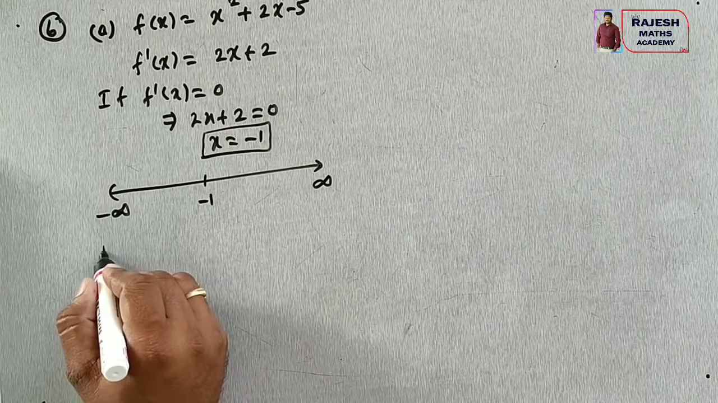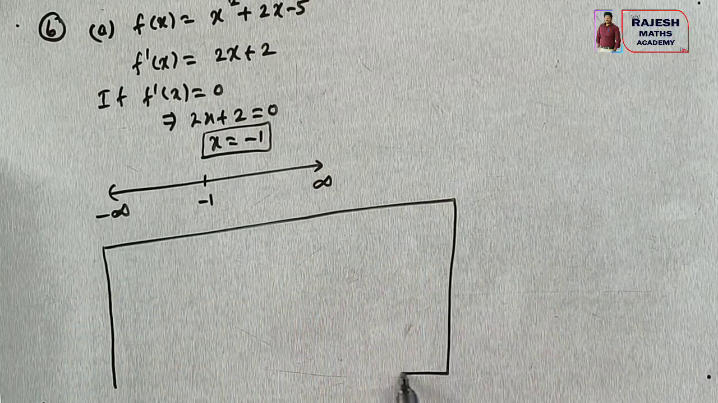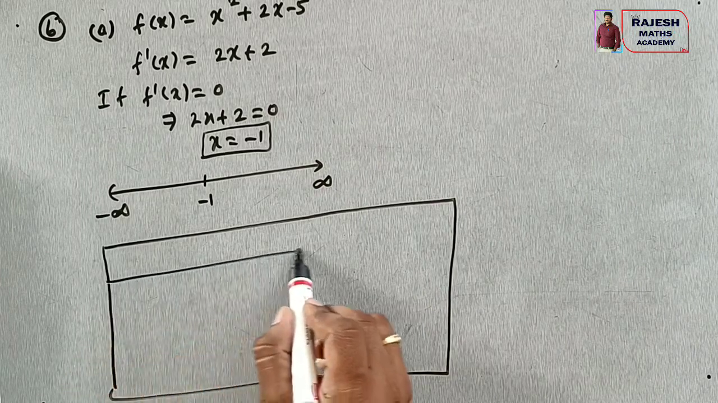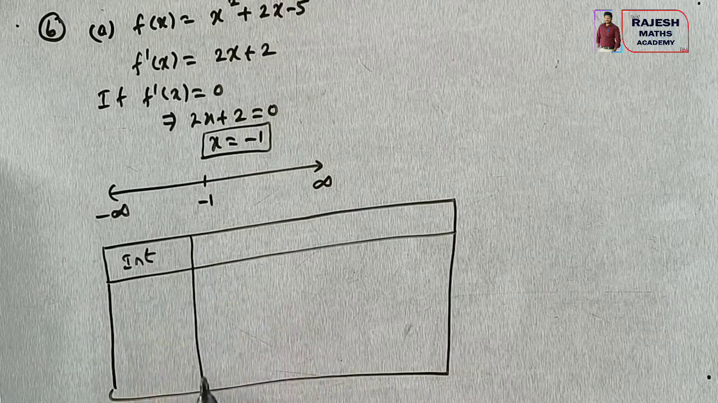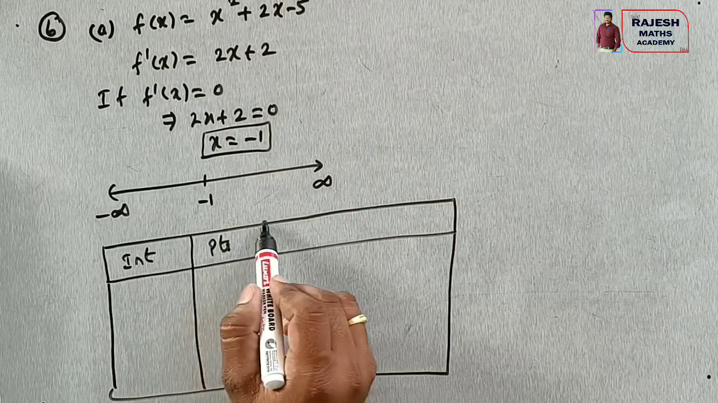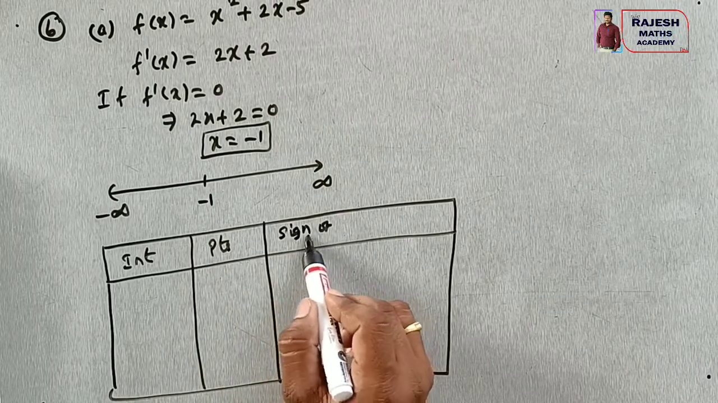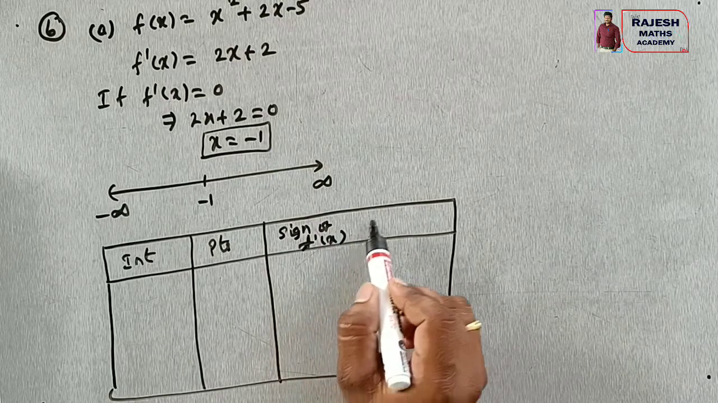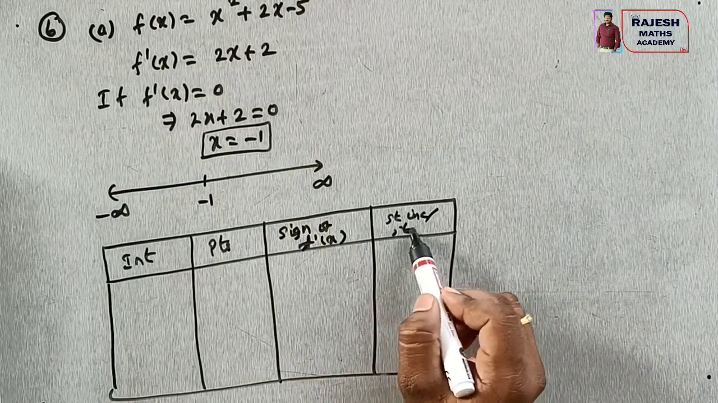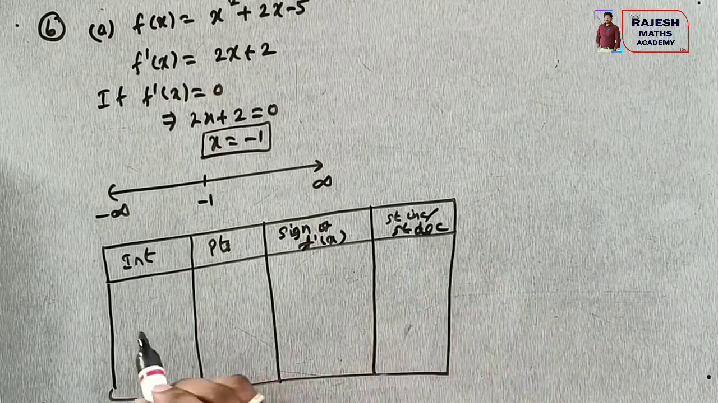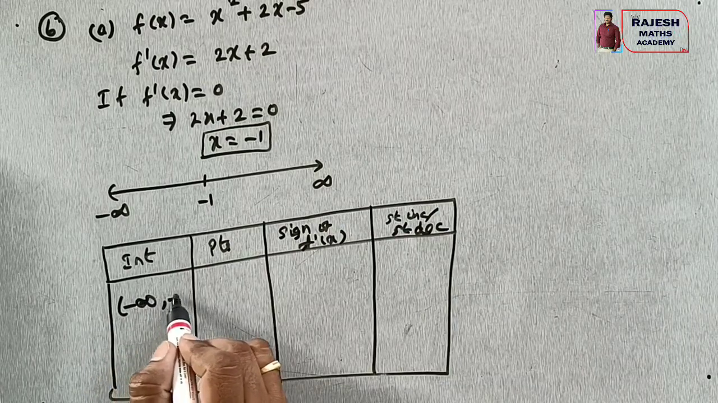Now we will find the increasing and decreasing by using the table. First column will be interval, second column will be points, third column sign of f dash of x, and fourth column will be strictly increasing or strictly decreasing. So what is the first interval? First interval is minus infinity to minus 1.